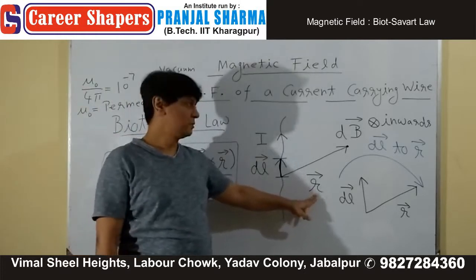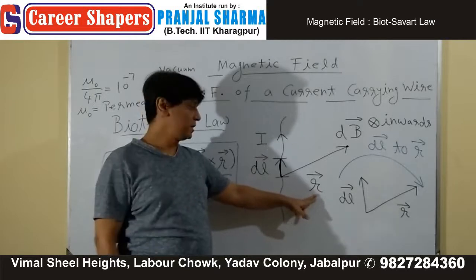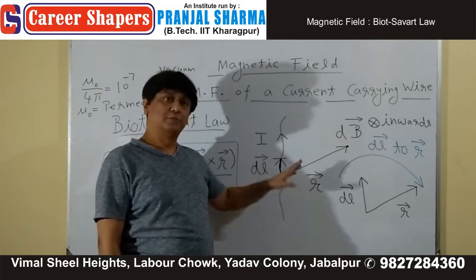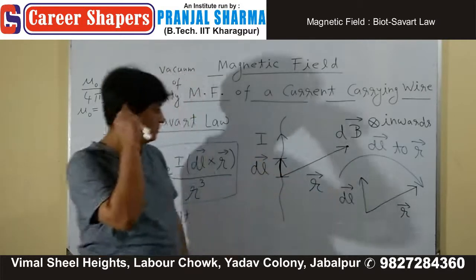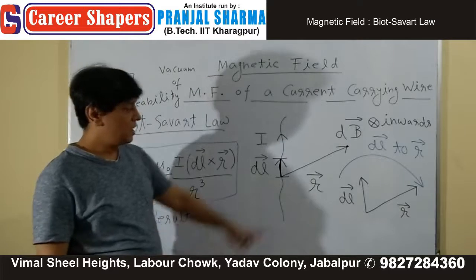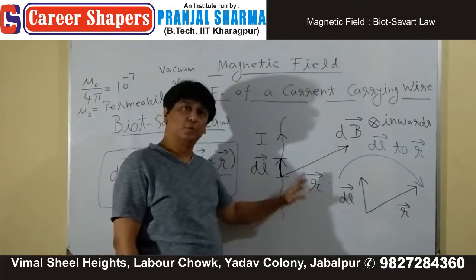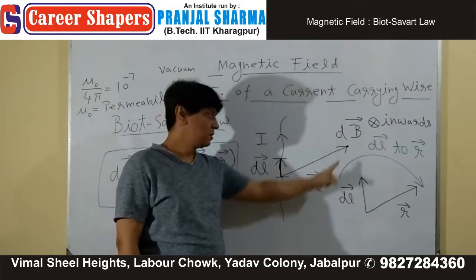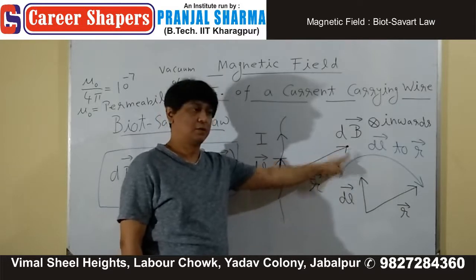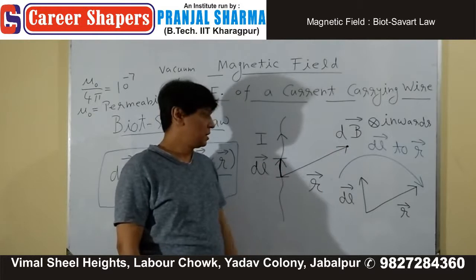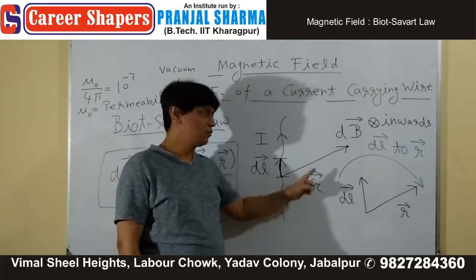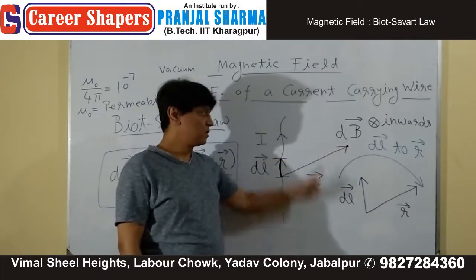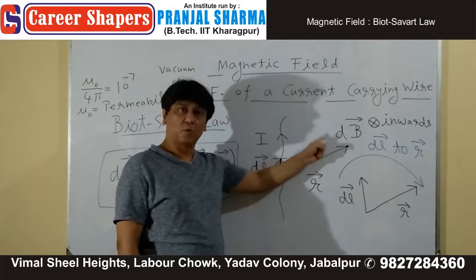Next point, let's write down the whole thing in terms of points. R vector is the position vector of that point where magnetic field is required.